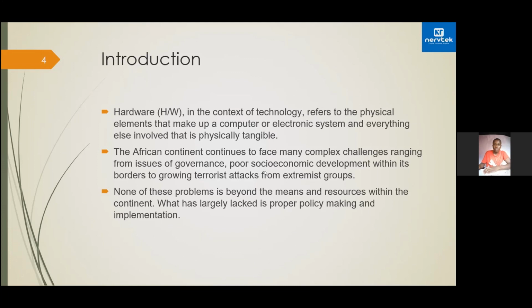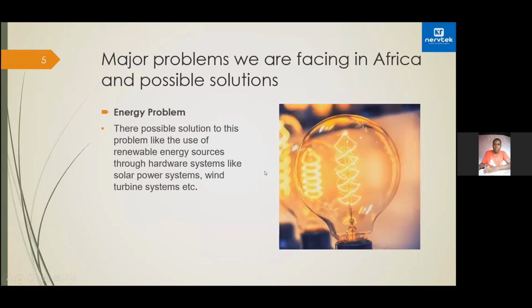So I'm going to speak on the first problem that we face, the energy problem, that's electricity. This energy is a backbone to industrialization in most countries in Africa, especially in a country like Cameroon, for example. The main reason why Cameroon has not industrialized very well is because of the energy problem that we're having. So if we can really maximize the use of this energy and resources that we have, where it will come in is the use of renewable energy hardware systems, like solar power systems. In a solar power system, the inverters and solar panels are all hardware systems, and these are solutions to the power problem.